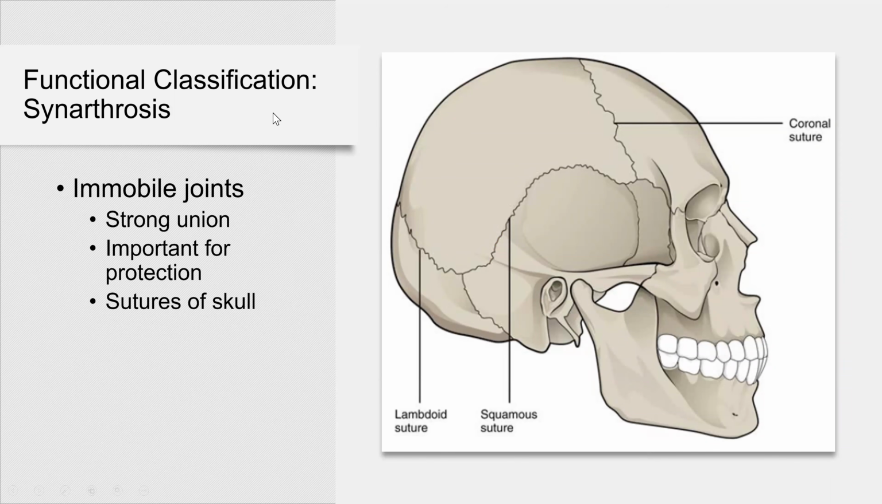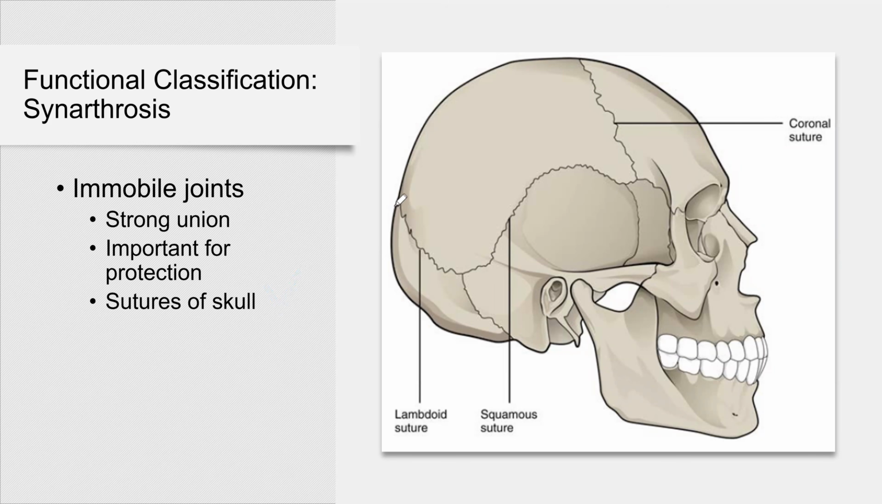And as I already said, we can use functional classification. Now, functional classification pretty much is going to tell you, are those joints mobile or not? Is there any movement between bones? And the first we have are joints we call synarthrosis. And synarthroses are immovable joints. It's a strong union between bones, important for protection. An example would be sutures of the skull.